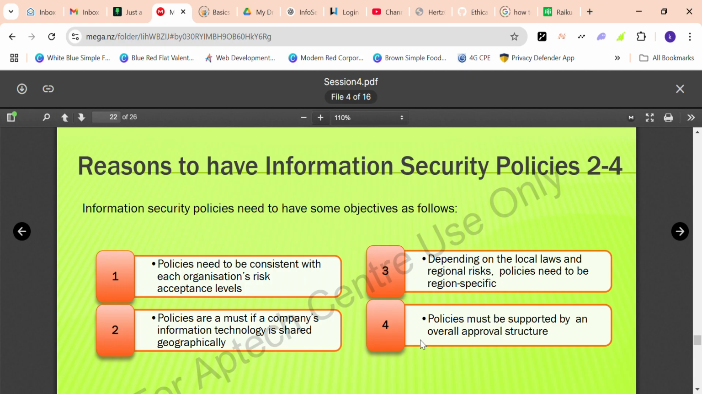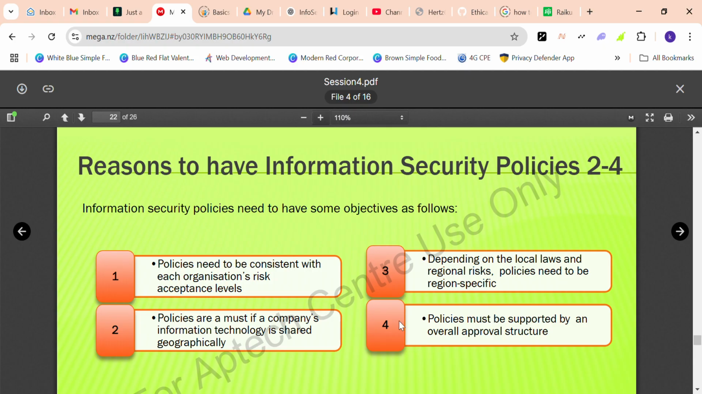Number 2, policies are a must if a company's information technology is shared geographically. If your information is being shared geographically, a policy is mandatory. Number 3, depending on the local law and regional risk, policy needs to be region specific. Depending on the local law, your policy needs to be region specific. And number 4, policy must be supported by an overall approval structure. It must also be supported by an overall approval structure.